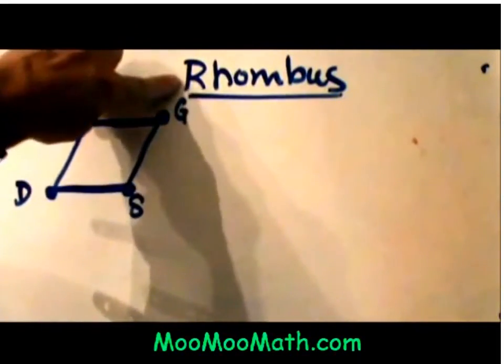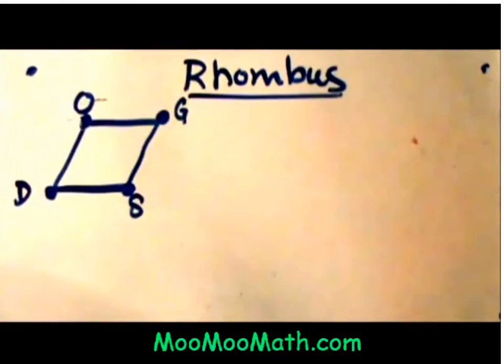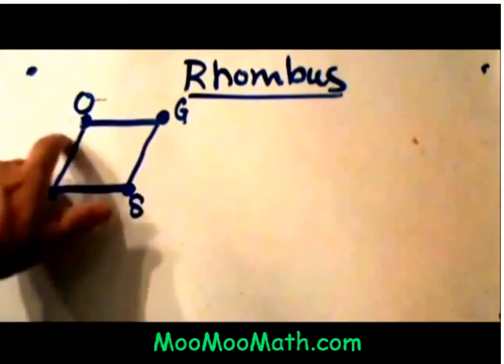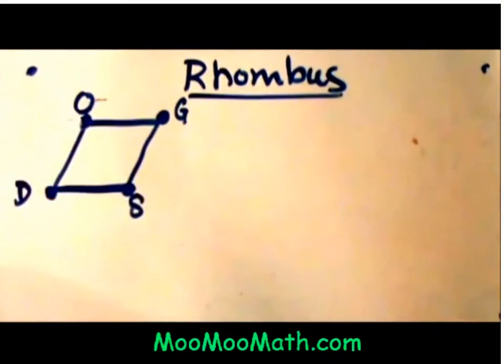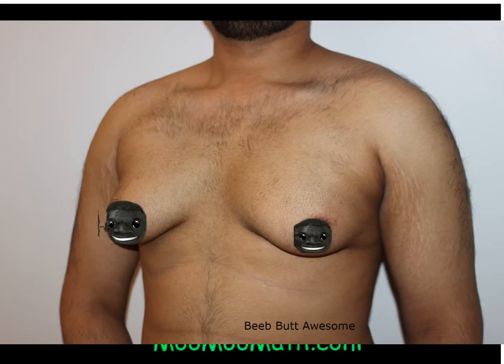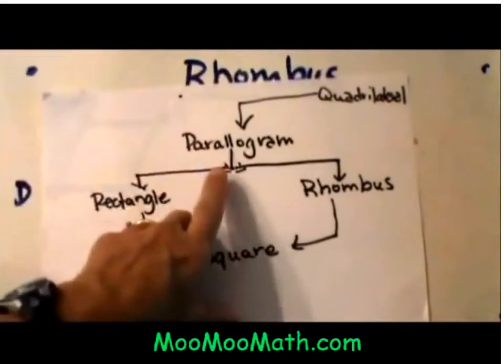Today we're going to look at the properties of a rhombus, and I've drawn a little figure up here that looks like a rhombus. We've got D-O-G-S, dogs. There's our rhombus, and a rhombus falls in the quadrilateral family as a parallelogram.